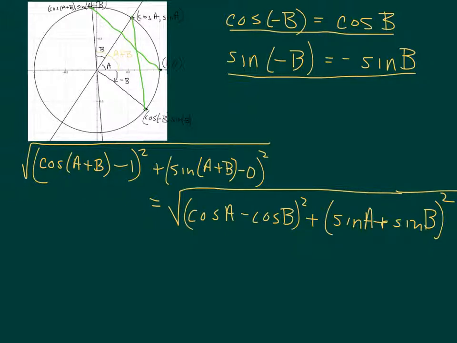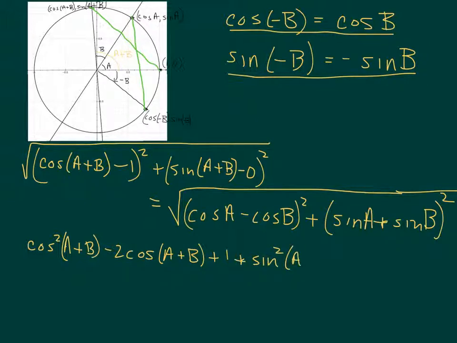So if we simplify here, we could actually square both sides and get rid of these square roots and then begin simplifying what's underneath the square root radical in both cases. So we would have cosine squared A plus B minus 2 cosine A plus B plus 1 plus sine squared A plus B. And that would be the left side here.